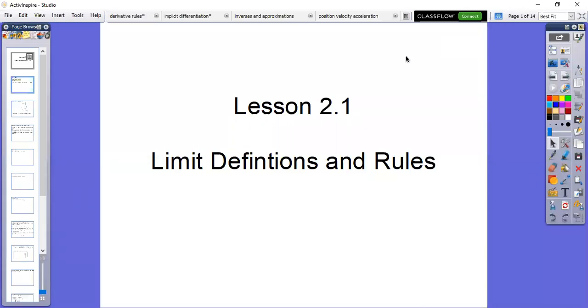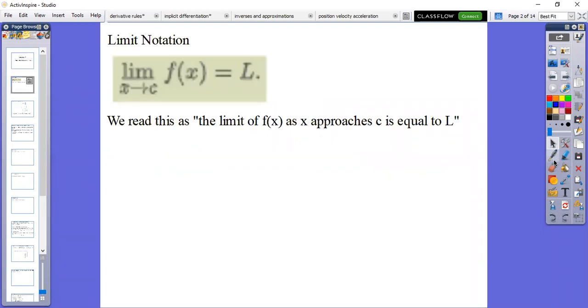Hey guys, welcome back. Today we're going to talk about lesson 2.1, limit definitions and rules. So this is our first calculus concept. Limits are going to form the basis of everything else that we talk about in calculus. So let's get cooking, talking about some limit definitions and rules.